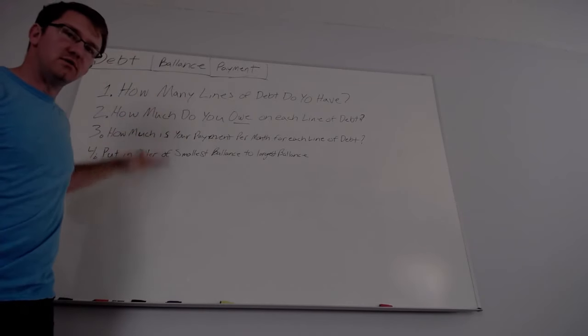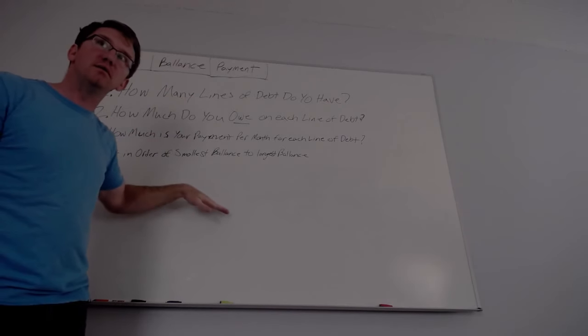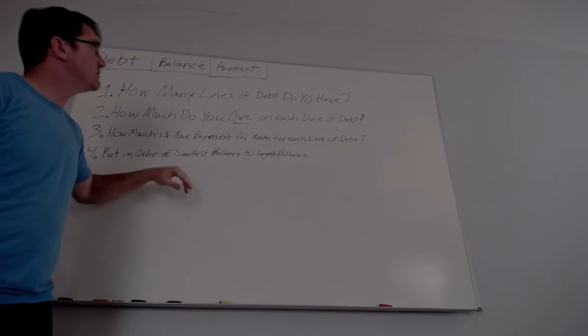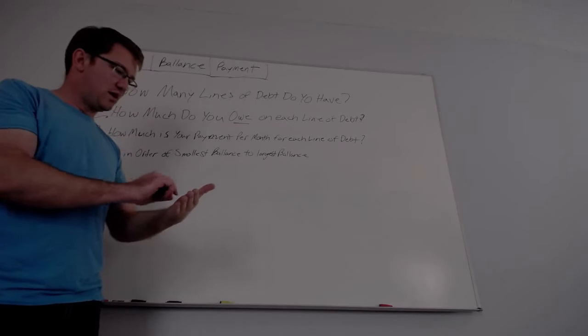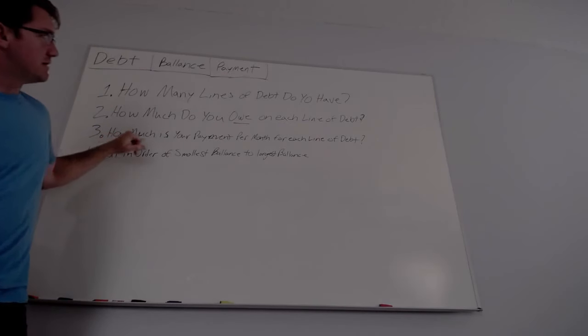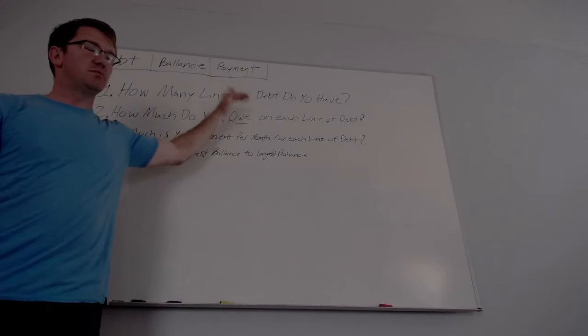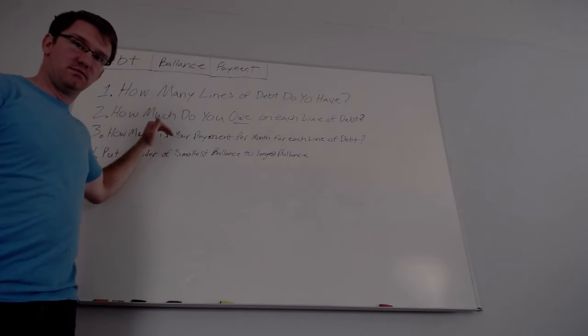So once you've written them all out, write out how much the current balance is right now as of last month's statement, right? So it's March now, so for your February statement, you just got in, write it out. How much is your payment per month for each line of debt? What's your minimum payment that you have to send in for each balance?